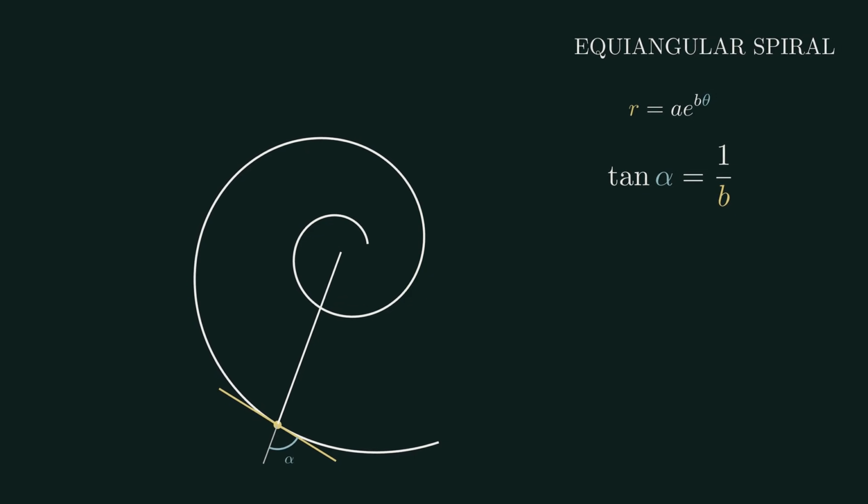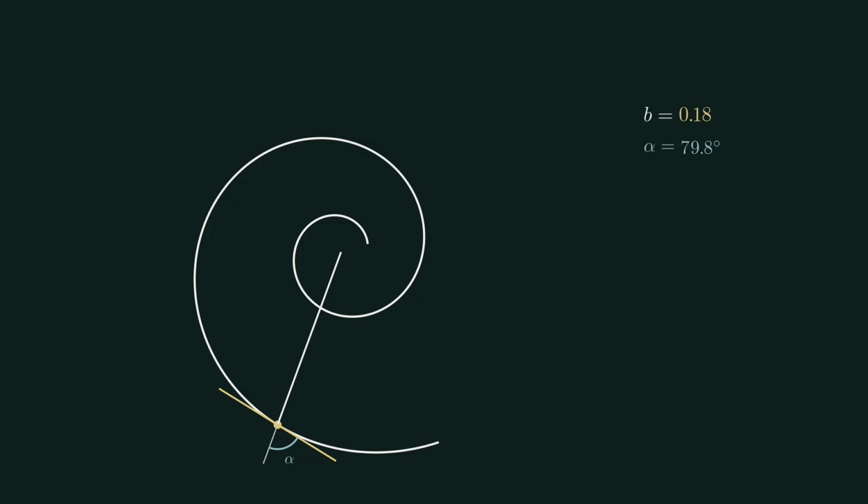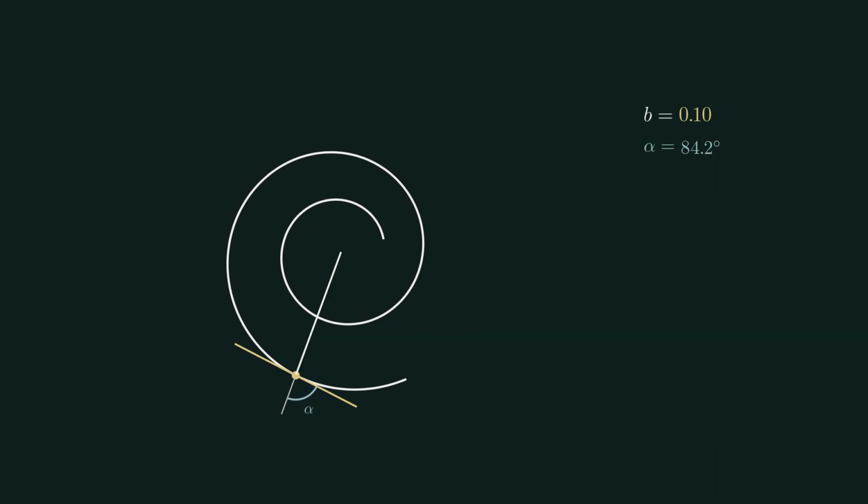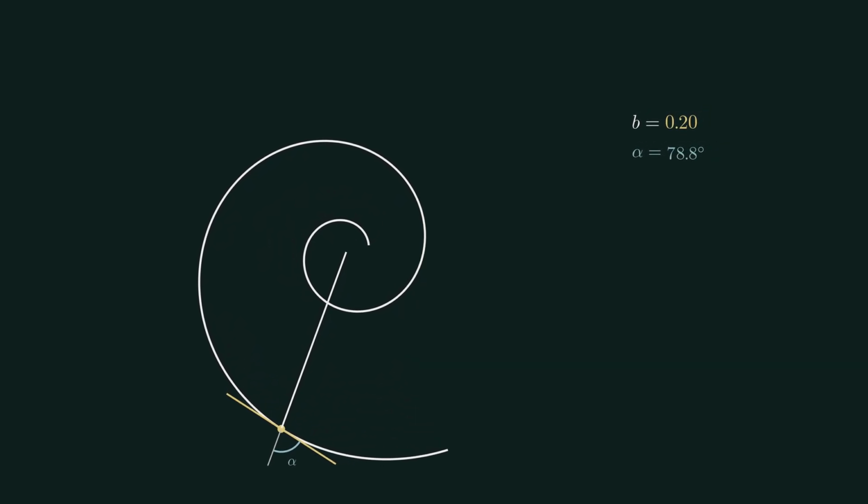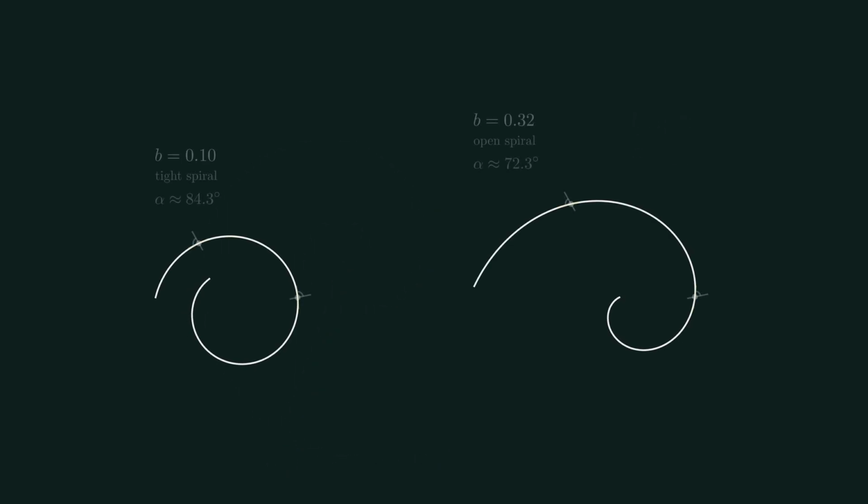The parameter b determines how tightly the curve winds. A smaller b produces a tighter spiral, while a larger b produces a wider, more open one. The angle may differ from one spiral to another, but along each spiral it remains constant.